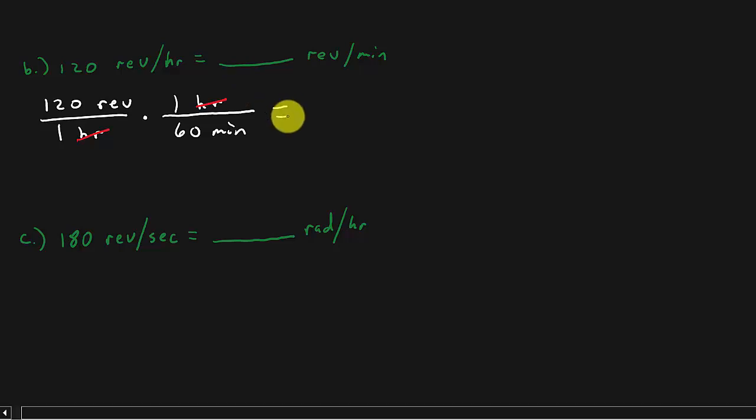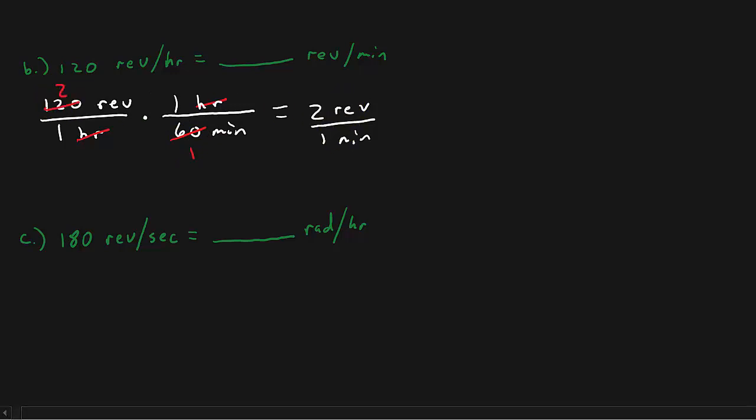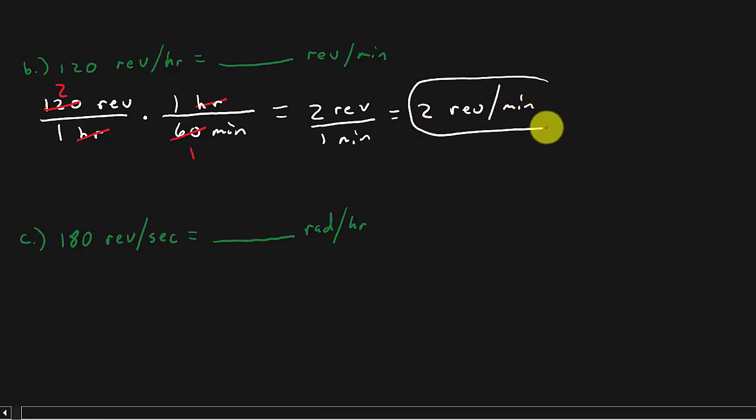And so that's going to leave me 120 divided by 60. That's 2 revolutions per 1 minute. You can look at it like this: that cancels into that, and we're left with the 2. So there's your 2 revolutions per 1 minute. And so that's 2 revolutions per minute. And there's your answer.